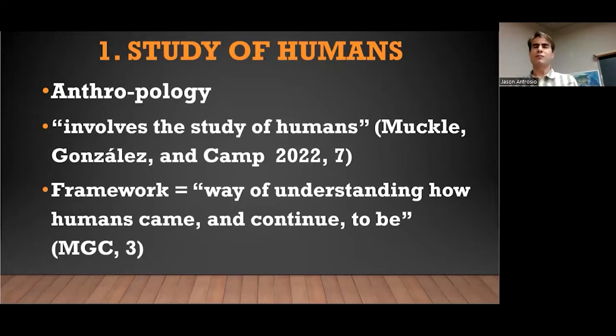A framework. So what Muckle, Gonzalez, and Camp tell us is that there's a lot of disciplines that study what humans do. You may have had some sociology classes or economics classes or political science classes, religious studies, philosophy. All of those things involve the study of humans and what humans are doing. The way that anthropology is distinguished is that it brings its own framework. All of those disciplines also bring their own framework. So this is what our authors tell us here: anthropology gives a framework, a way of understanding how humans came and continue to be. So a lot of stuff into human origins, probably going back further into the past than many other disciplines, but also in some ways, as we'll see, probably broader than many disciplines tackle human beings.